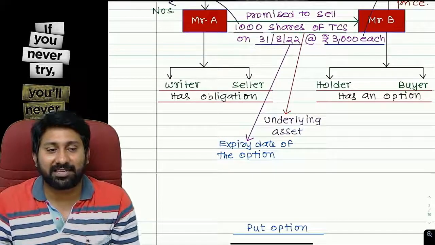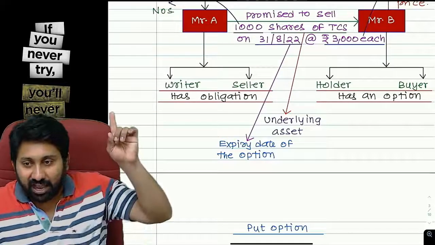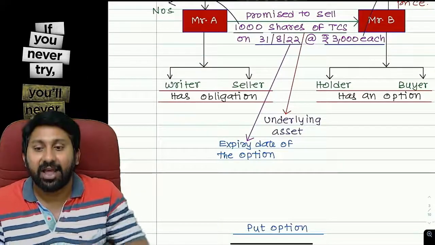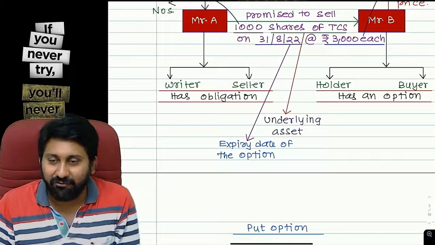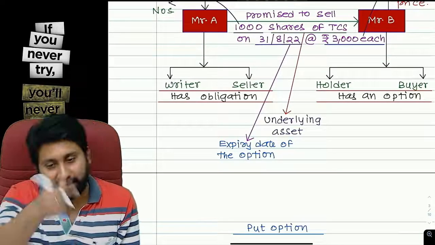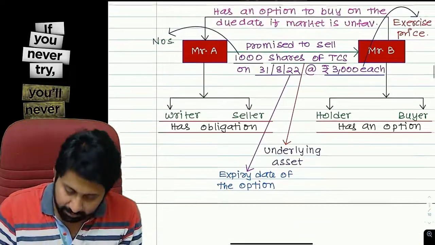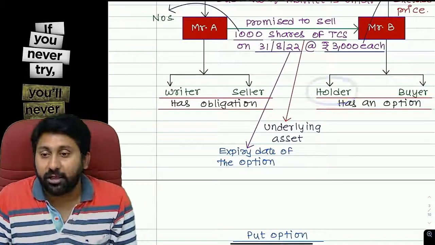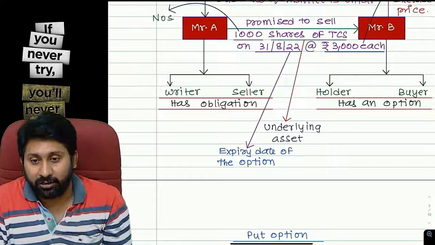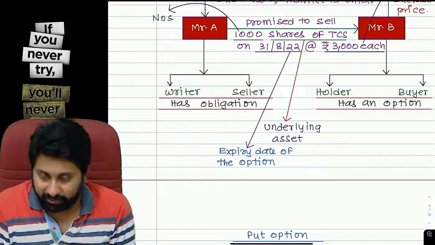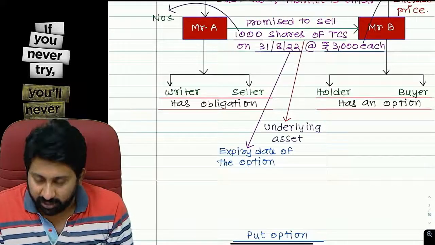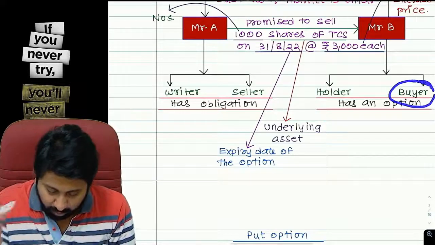Sorry, both persons are having an option. When an option is exercised by B, the writer cannot say, I don't exercise my option to sell, I will not sell to you. So therefore, it is an option for only one party and an obligation for the other. Next, B is called a holder. You are holding an option. He is a writer of an option. B will have an option to buy.